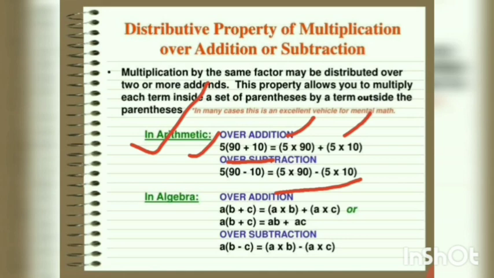Now let us see what happens in the case of A, B, C. A is outside the bracket and B plus C are inside the bracket. So we will distribute A to B and also C, as we are discussing the distributive property of multiplication over addition. So we will have a plus sign in between, and if we discuss subtraction, then we will have the minus sign in between.